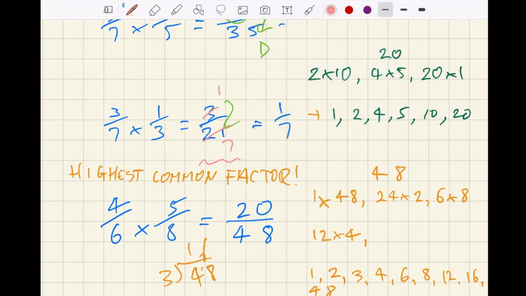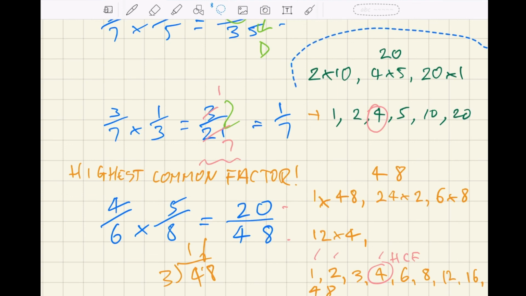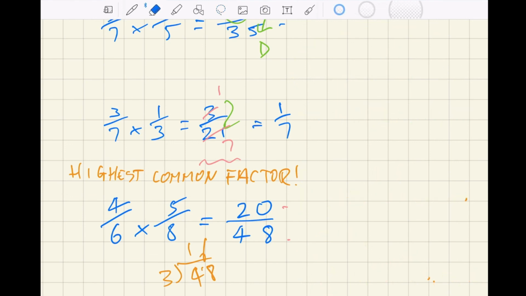So let's have a look. Well, they've both got 1. They've both got 2. This one hasn't got 3, so that's no good. They've both got 4. And that's it. 6, no. 8, no. All right, so the highest common factor is 4. So we're going to put 4 into the numerator and the denominator. I'm just going to clear some space. Okay, that's looking a bit tidier.